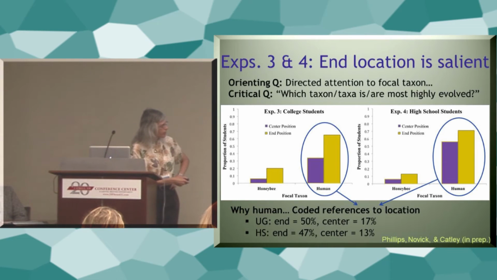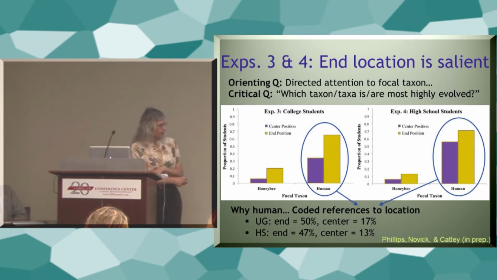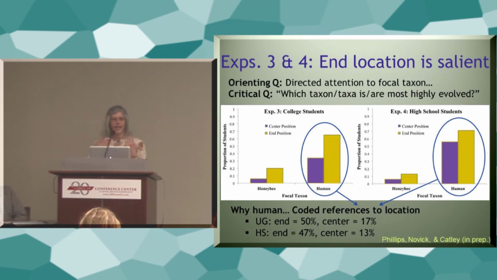So for the case when they said the human, in all cases, we asked them to explain their answer. We coded their explanations when they answered human, and I'm just going to talk about the case where they mentioned the location as an explanation. And you can see for both the undergraduates and the high school students, when human was at the end, either the top or the right, half of them gave that as their explanation. When the human was in the center, only 15% said that was the reason.